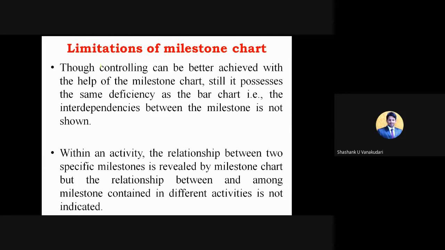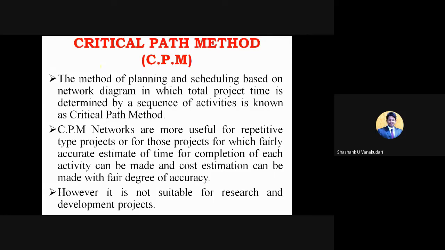And moving on to the next part, which is most important for you people, that is the critical path method, that is CPM. By using this method, we will be solving some of the problems. Here the method of planning and scheduling, which is based on the network diagram, in which the total project time is determined by a sequence of activities, is known as the critical path method. Which is a very simple part, right? You will have certain network diagrams consisting of different activities, and those activities will be shown in the diagram.